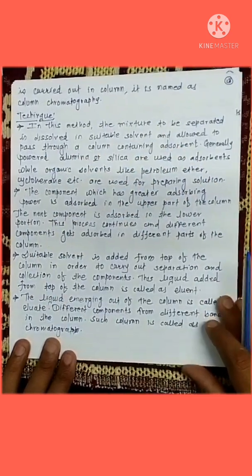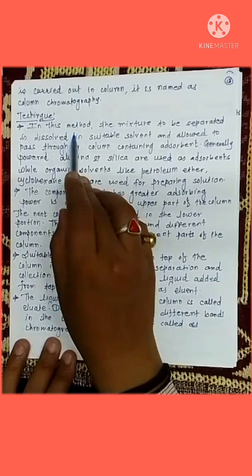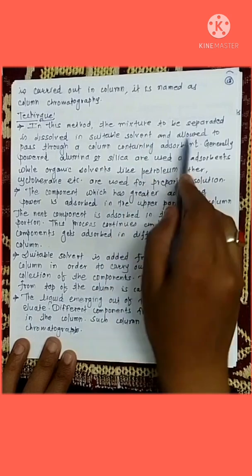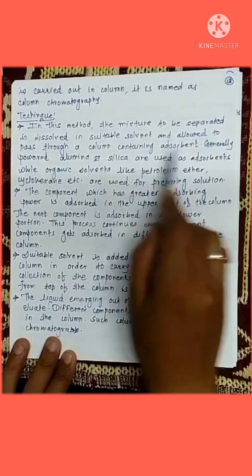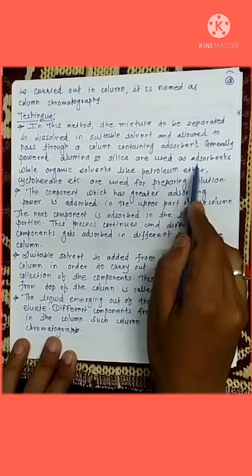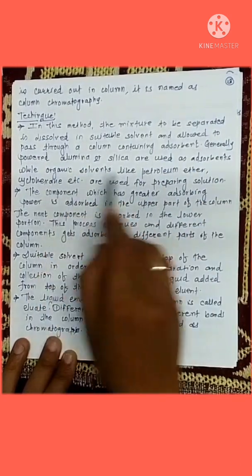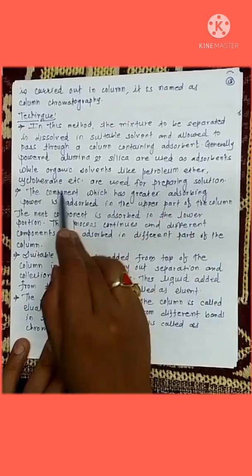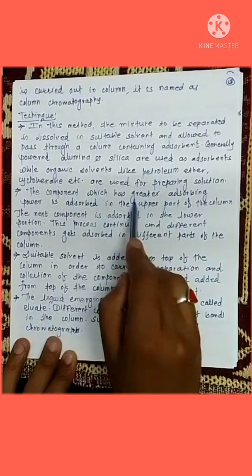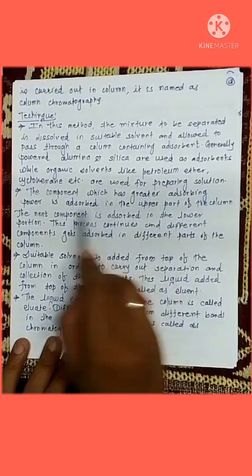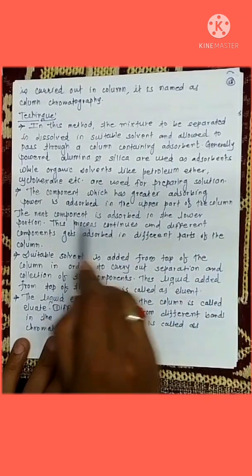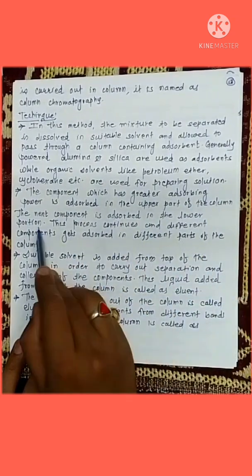Now we are going to see how this technique works. In this method, the mixture to be separated is dissolved in a suitable solvent and allowed to pass through a column containing adsorbent. Generally, powdered alumina or silica are used as adsorbent, while organic solvents like petroleum ether, cyclohexane, etc. are used for preparing the solution. The component which has greater adsorbing power is adsorbed in the upper part of the column. The next component is adsorbed in the lower portion.